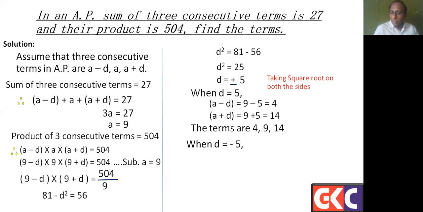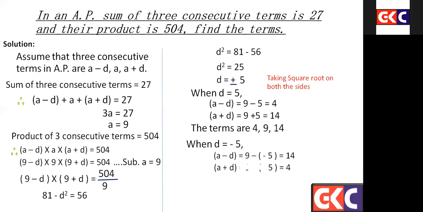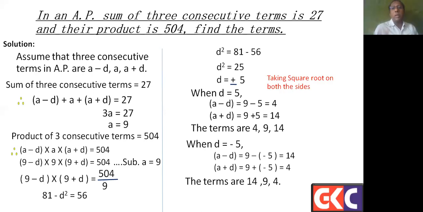So when D equals minus 5, what will we get? A minus D is 9 minus minus 5, so 9 plus 5 becomes 14. Similarly, A plus D will be 9 plus minus 5, which is 4. So automatically your answer will be, the terms are 14, 9 and 4. You will say, same sum, same numbers, sir, only reversed.